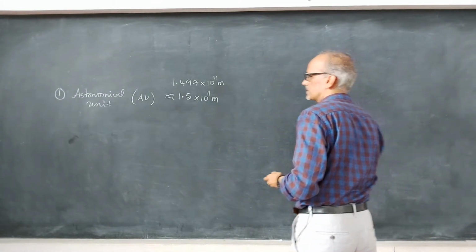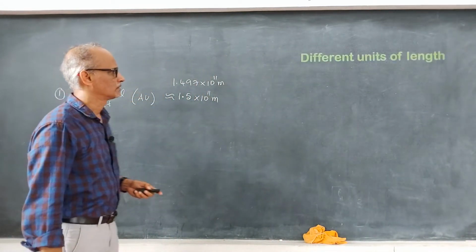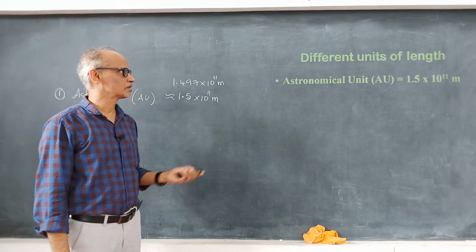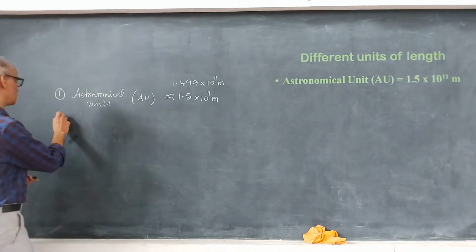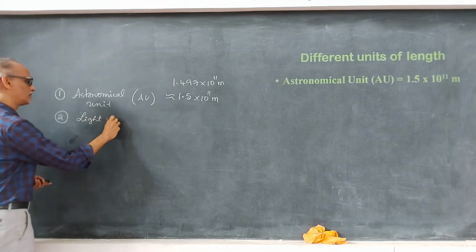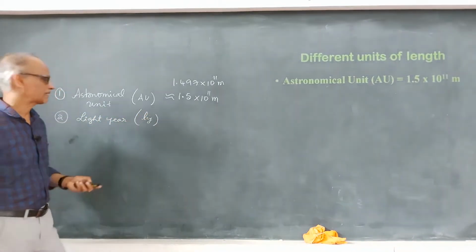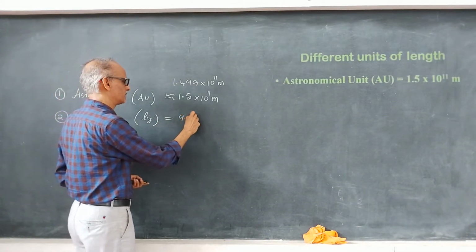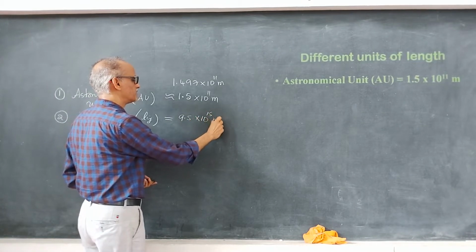So what are the other units which are used? The first one is astronomical unit, which is equal to 1.5 into 10 to the power 11 meter. The second unit is called light year. We denote it by LY. And 1 light year is equal to 9.5 into 10 to the power 15 meter.